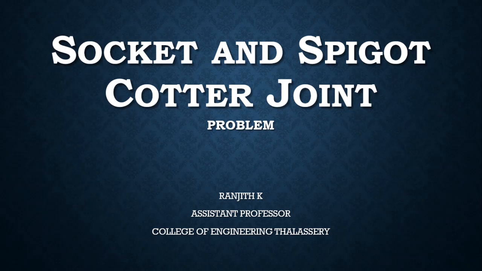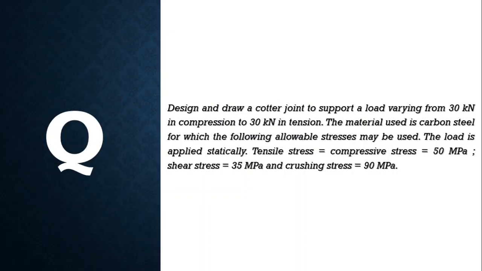Today we will discuss one problem related to the socket and spigot quarter joint, the designing of a socket and spigot quarter joint. Here is the problem. Design and draw a quarter joint to support a load varying from 30 kN in compression to 30 kN in tension. The material used is carbon steel, for which the following allowable stress may be used. The load is applied statically.